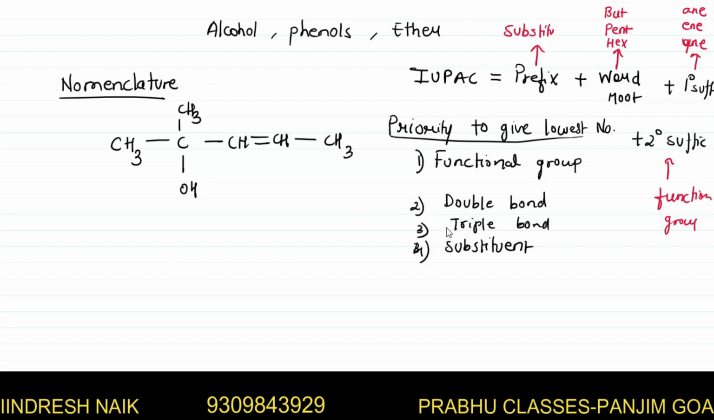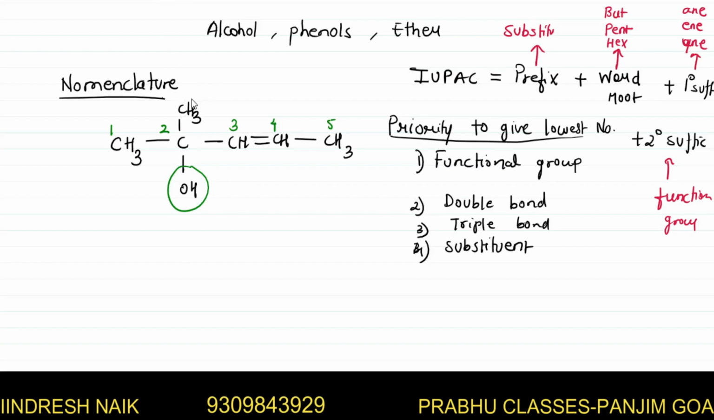If there is a triple bond and a substituent, you should give the lowest number to the triple bond. If there are only substituents and no functional group, this is in general, then you should give the lowest number to the substituent, and then all those rules, lowest set of locants, will apply. So from here, the numbering will start from this side because here is our functional group, and our numbering should start from here. So 1, 2 gets the lowest number, 3, 4, 5.